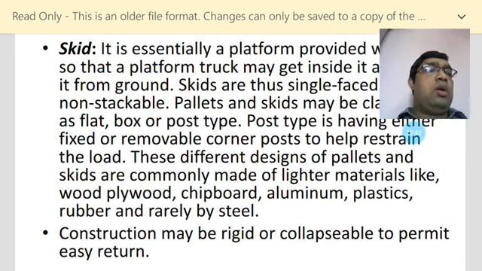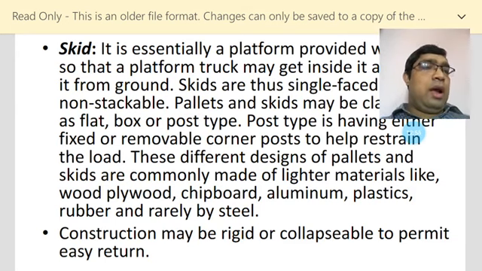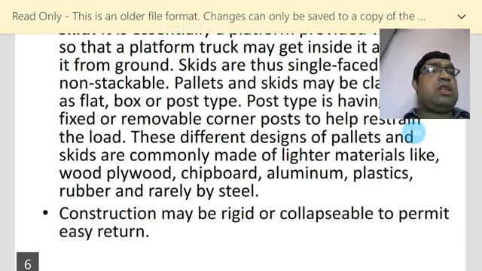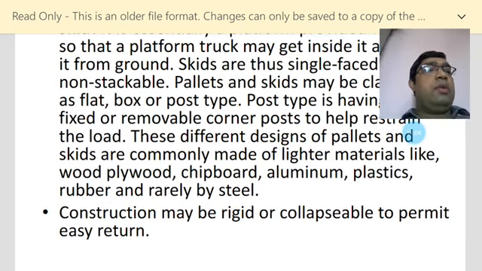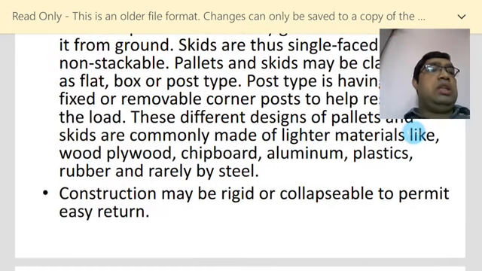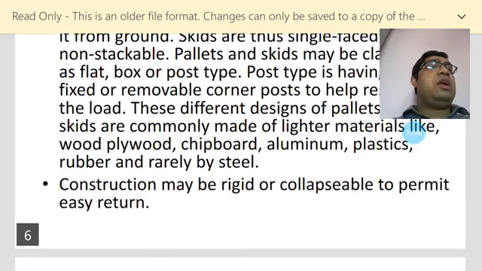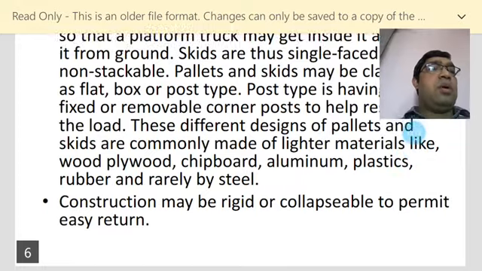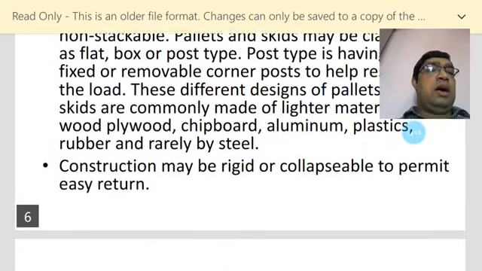Plywood, chipboard, aluminum, plastics, rubber, and rarely steel are basically used in different production industries. The railway industry also uses steel type skids. The construction may be rigid or collapsible to permit easy return, and easy return procedures are also required. These types of skids cannot be used in our industry.